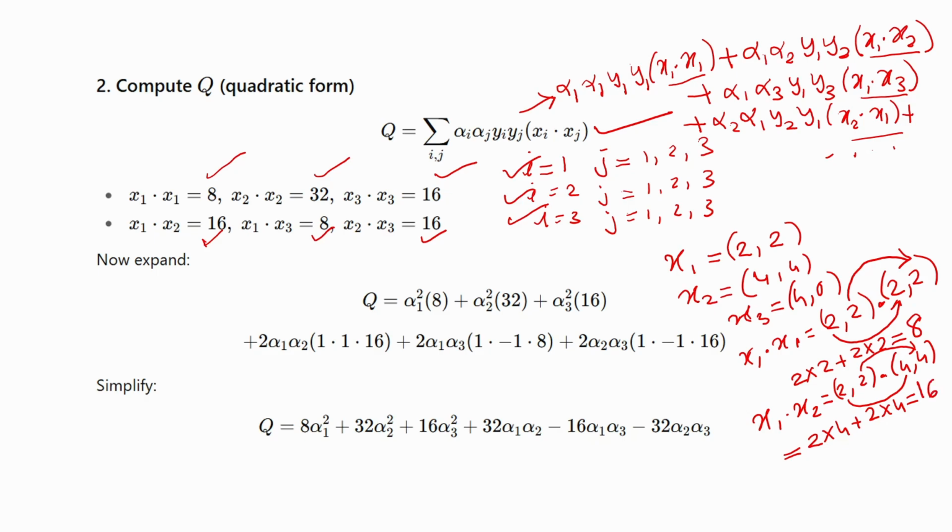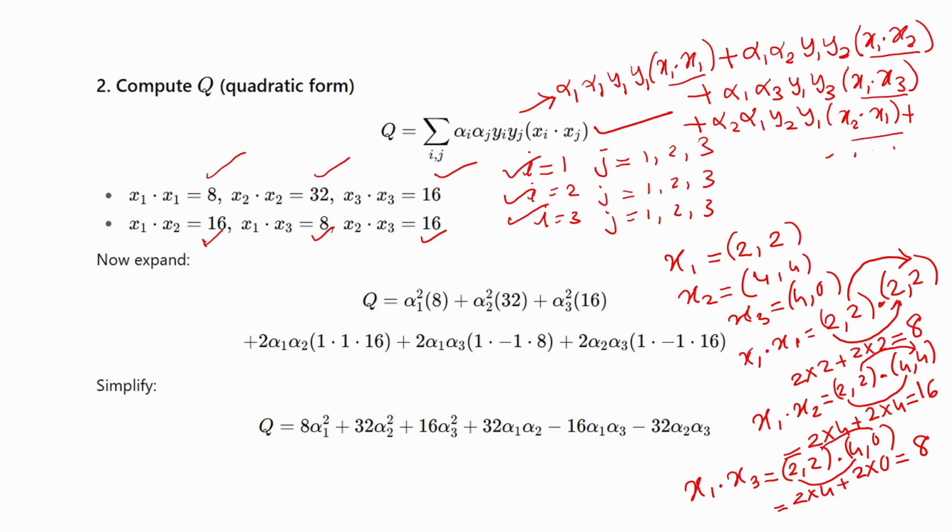Similarly, one more I'll show you, x1 dot x3, that is equal to (2, 2) dot x3 which is (4, 0). So 2 into 4 plus 2 into 0, that is equal to 8. So this is how you find all the dot products.